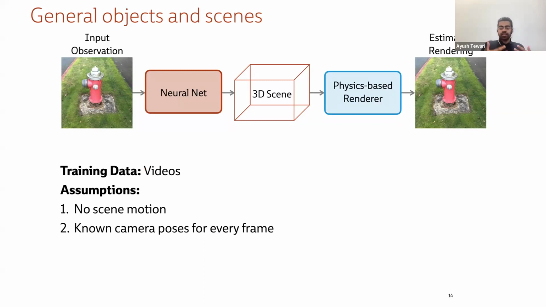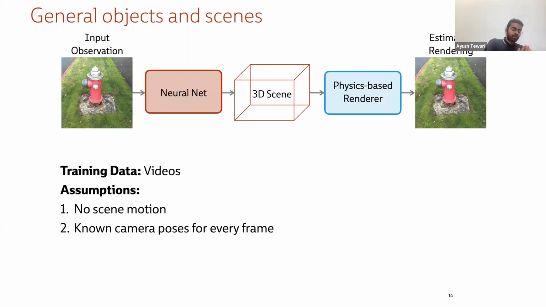So in the case of faces, as I'm speaking, my expressions change my face geometry. So it's a non-rigid setting. I'm not going to deal with such settings for the general case. I'm going to assume that there's no scene motion and the scene is static. And the other thing I'm going to assume is that I know the camera pose for every frame. So the only thing that can change is the camera, and I know where the camera is in every frame.